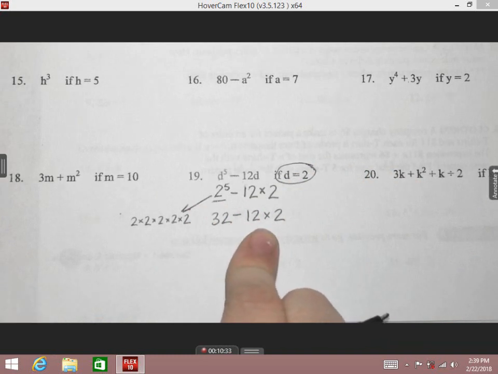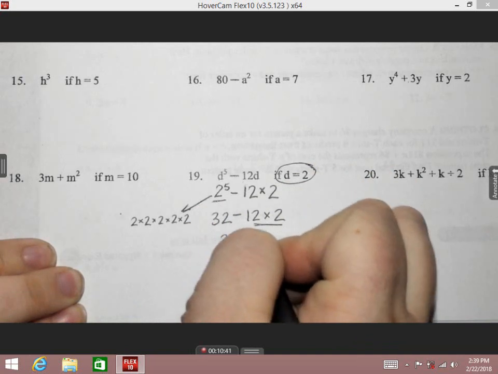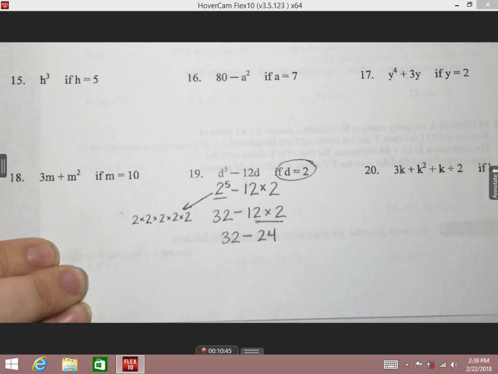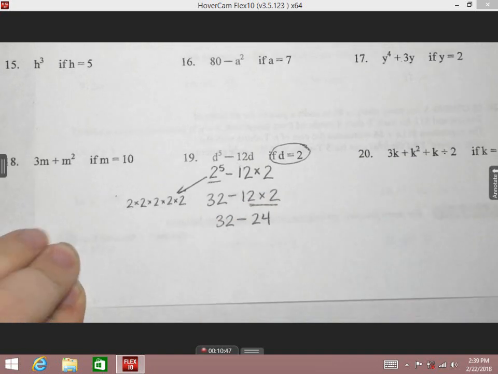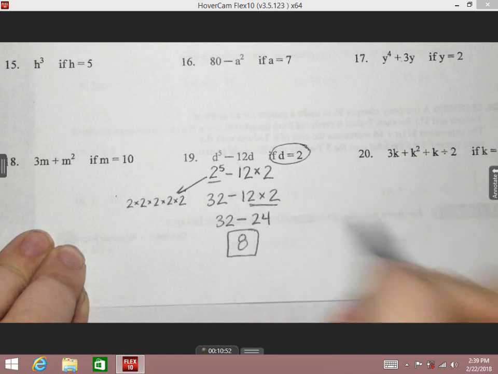All right. So now we've got 32 minus 12 times 2. Now what operation do I need to do according to my order of operations list? Julia? The multiplication. So 12 times 2 is? 24. Well, now that's just a subtraction problem. Easy peasy. 32 minus 24 is? 8. All right, guys, very good job today.